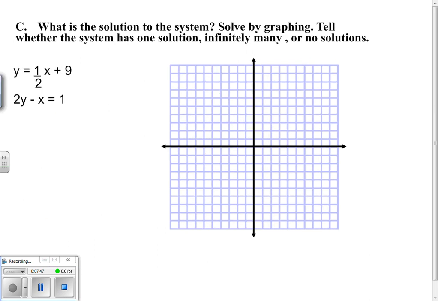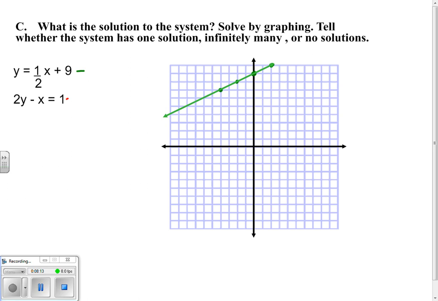Letter C. The top equation is already solved for y, so I'm just going to take a second and graph that. It starts at positive 9, goes up 1 and to the right 2. If I do that again, I run out of room, so I'm going to go down 1 and to the left 2, because if not, my graph isn't as accurate as I need it to be. Accuracy is key in these questions, because if not, they might not line up exactly where they need to, and then you won't see the answer.